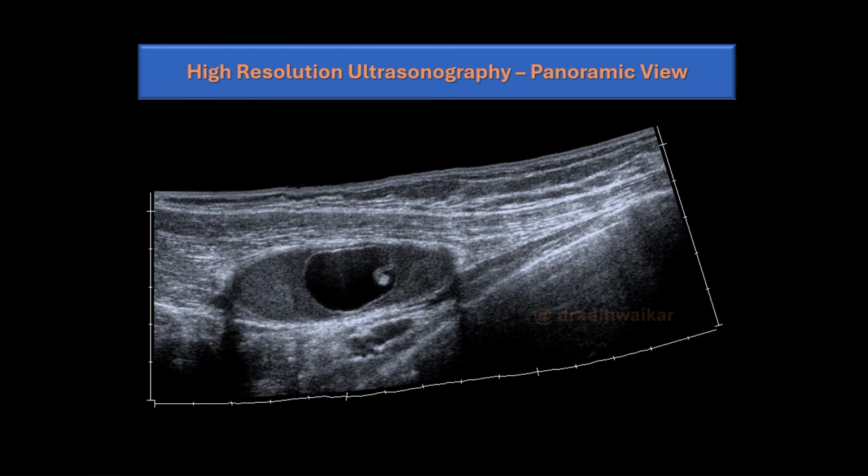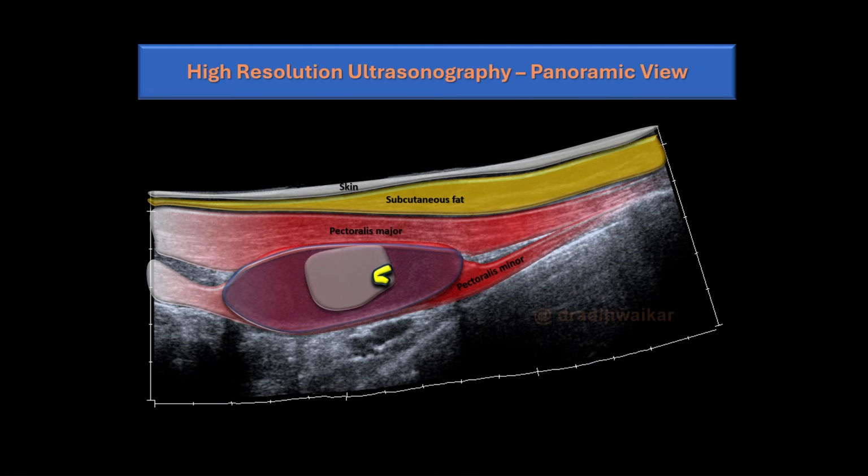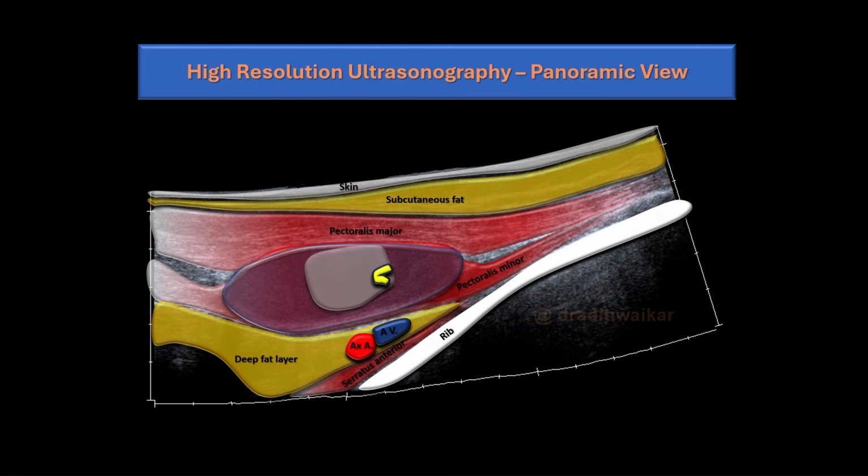So we have identified the lesion, but where exactly is it located? For that, we need to know the various layers of the anterior chest wall. We have skin at the top, subcutaneous fat, pectoralis major, that's a complex cystic lesion, pectoralis minor. So it seems that this lesion is probably arising from the pectoralis minor muscle belly, or it could even be arising from the deeper fibers of pectoralis major. Then we have the deep fat layer with the axillary neurovascular bundle, serratus anterior and the rib.